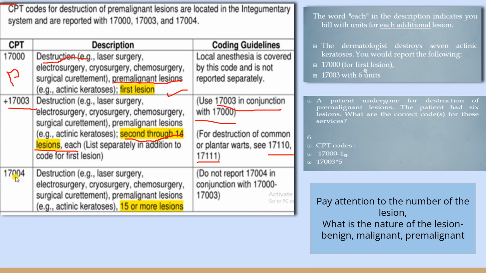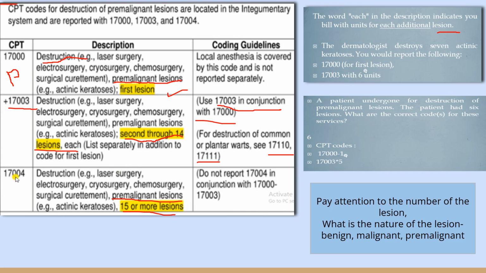And here this is the third code 17004, and it talks about the destruction for more pre-malignant lesions again, but 15 or more lesions. So these three codes are very, very important, because sometimes the student may get confused. Now let us take the example. The word each in the description indicates that you bill with a unit for each additional lesion. Now the dermatologist destroyed 7 actinic keratosis, and how would you report the following?